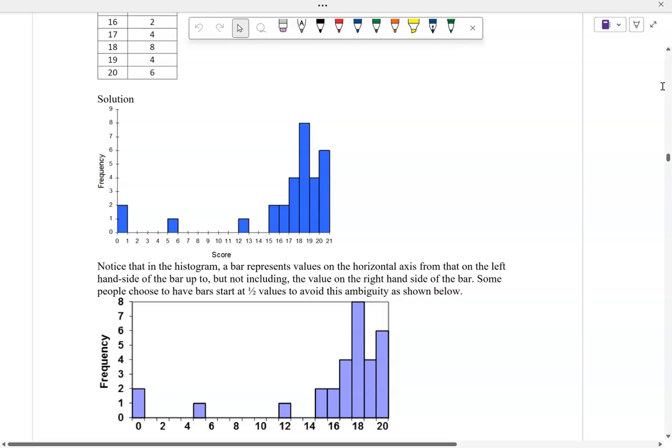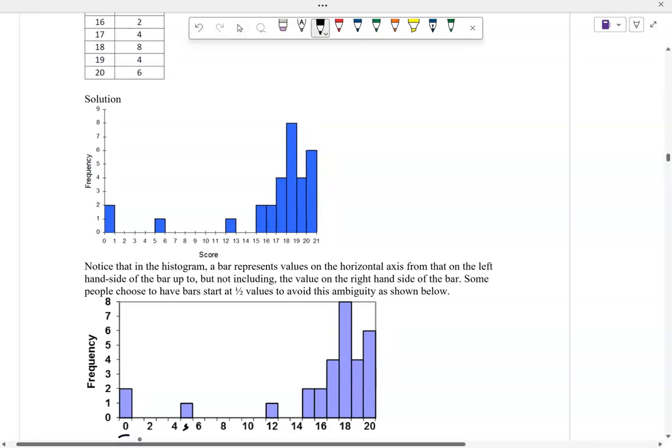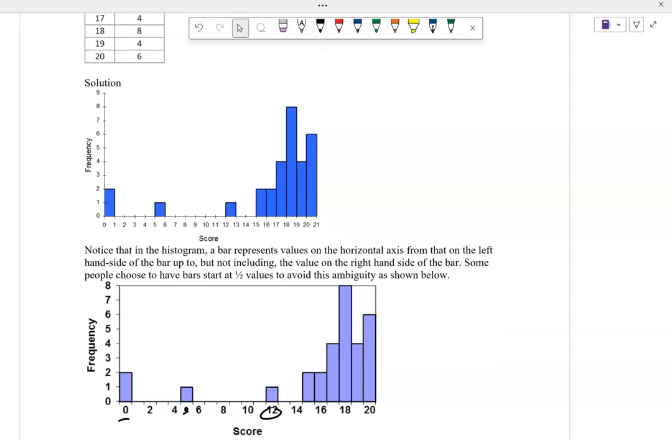Now, some people do choose to put the bars at half values to avoid the ambiguity instead of on the left-hand side of it, and that's what's showing down below. See how the zero's in the middle there, the 5's right in the middle there, the 12's right in the middle of the bar right there, and so on. So you could choose to do it that way if you'd like as well.